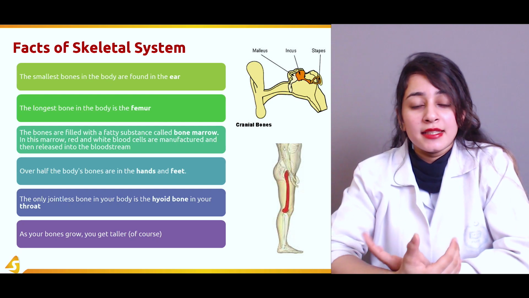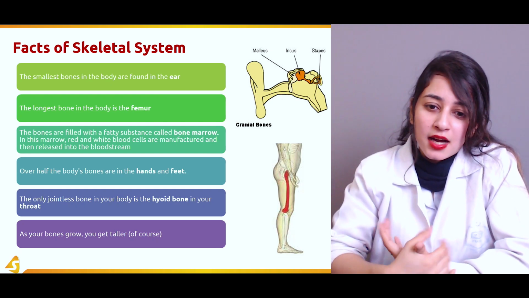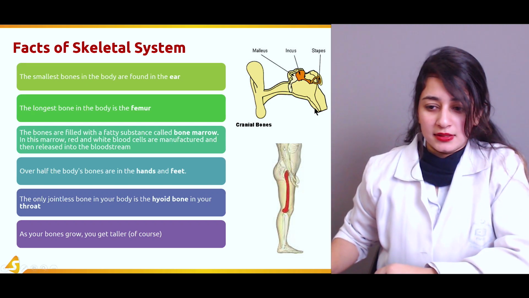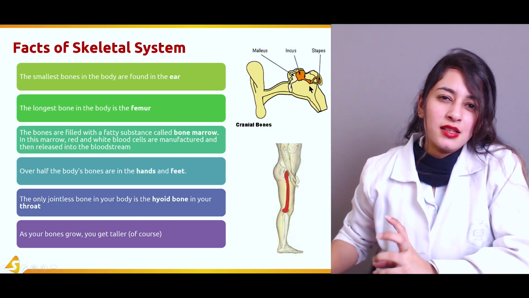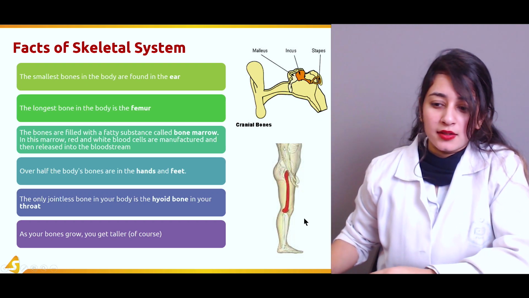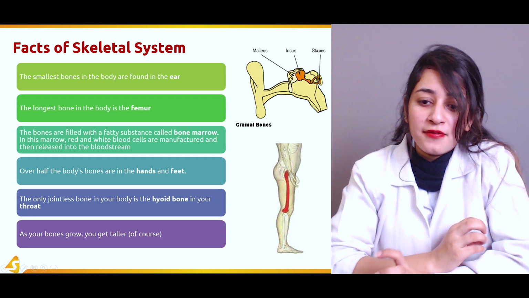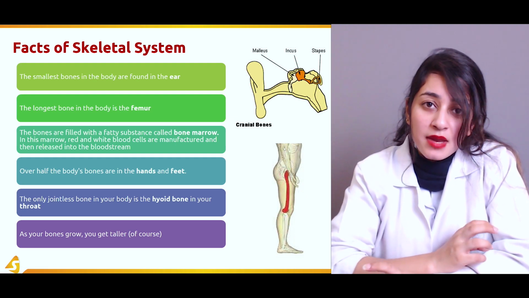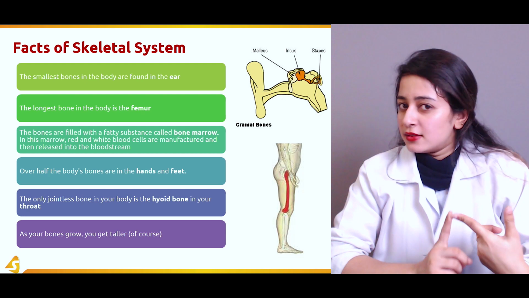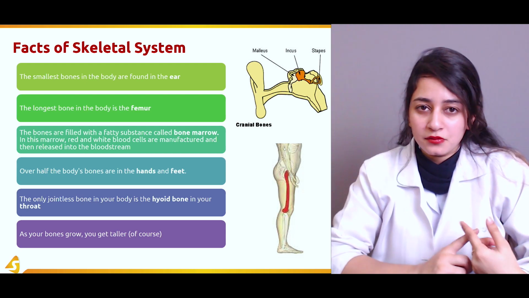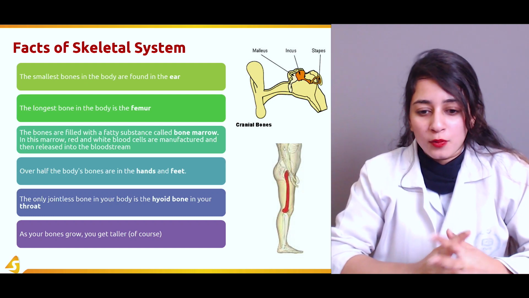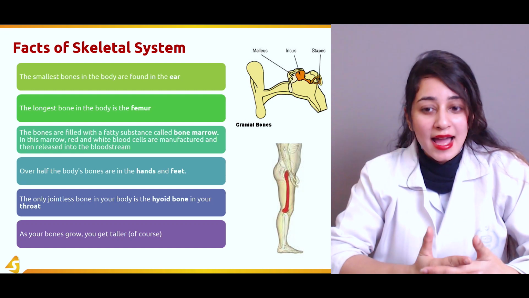So we are discussing some facts. The smallest bone in the body is found in the ear, that is stapes. And the longest bone in our body is femur. This red one is femur. Okay, the bones are filled with a fatty substance called bone marrow. In this marrow, red and white blood cells are manufactured and then released into the bloodstream. We discussed it before in the functions of the skeletal system. Over half the body's bones are in the hands and feet.